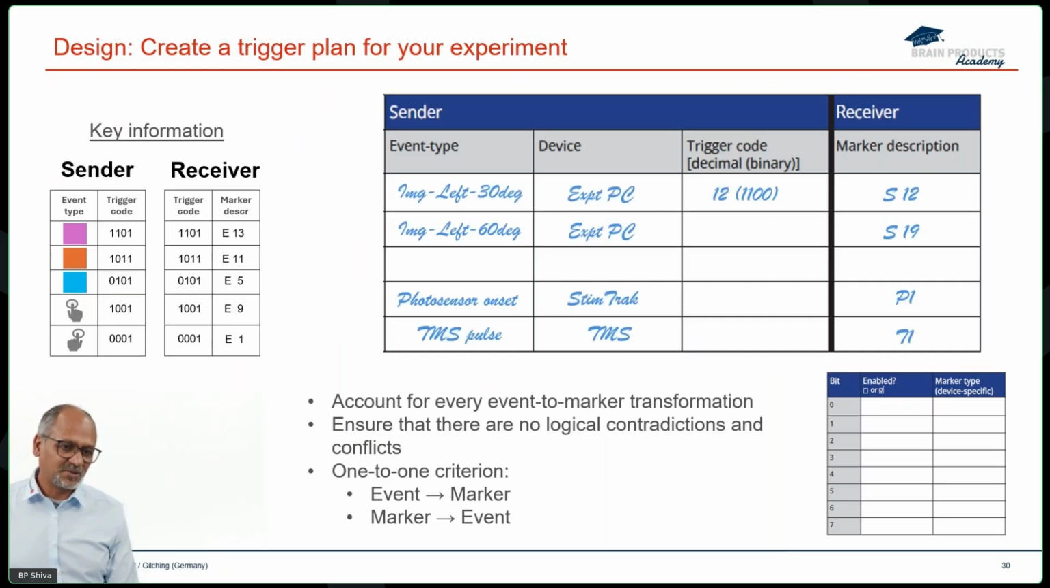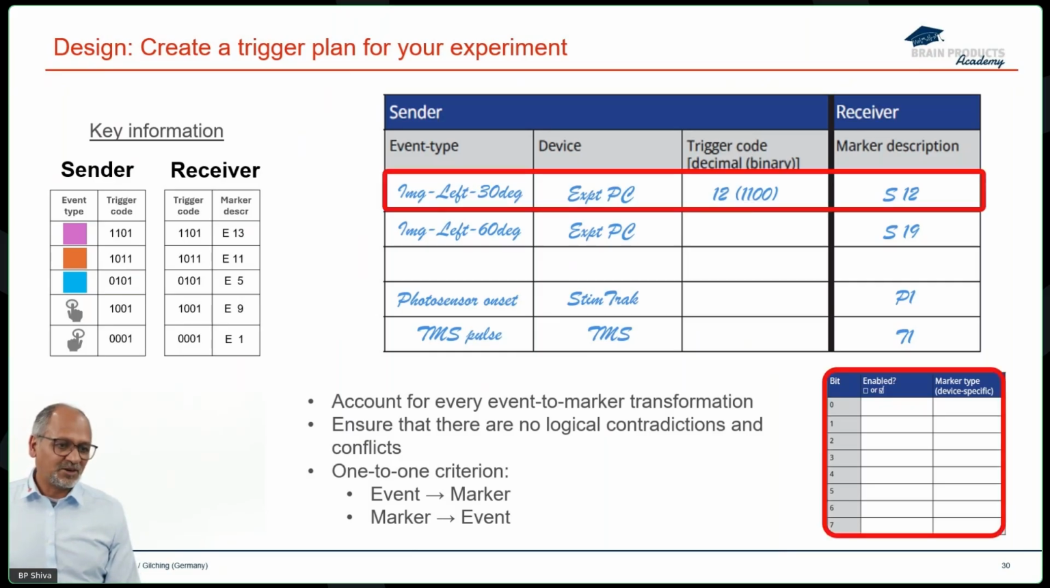To give you an example, you would fill it out with all the event types involved and the devices, row by row, so you can trace the path from the event type, to the device, to what trigger code you would like to send for this event type. Then you would specify how it is to be interpreted by BrainVision Recorder and the marker that you plan to get. This is done as a planning process so that you can account for every event-to-marker mapping rigorously.